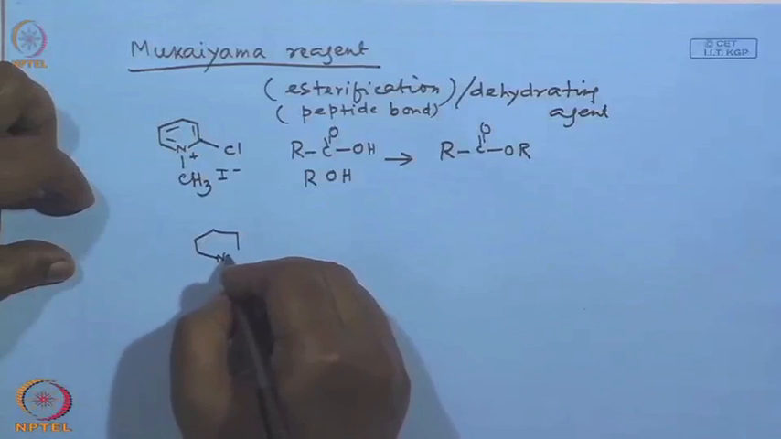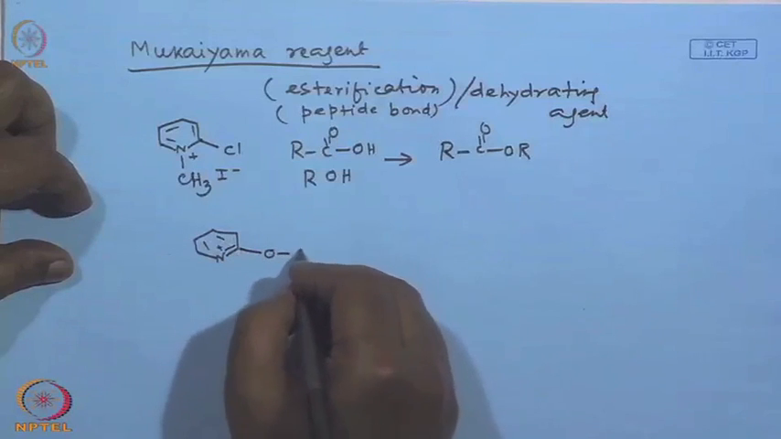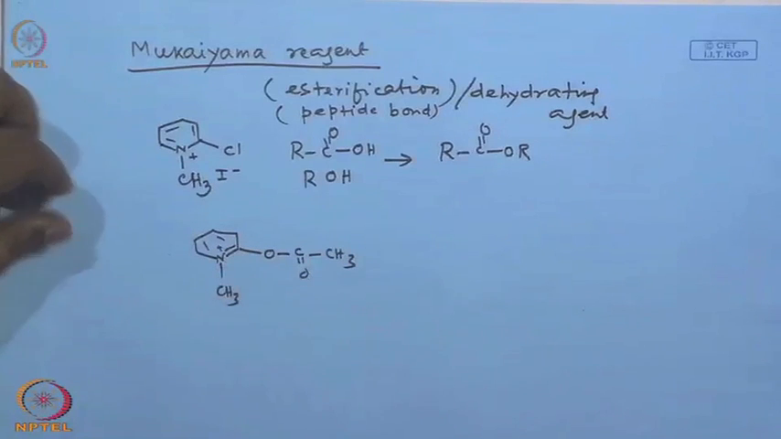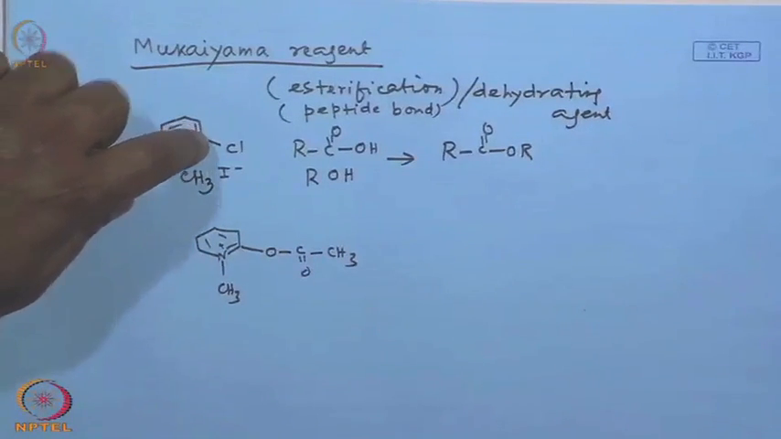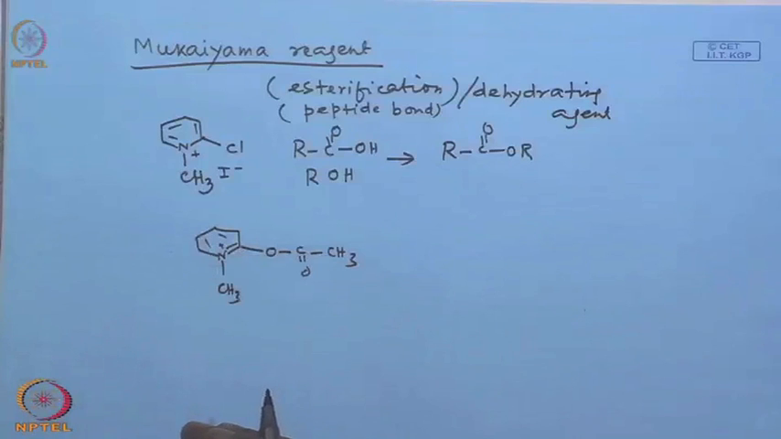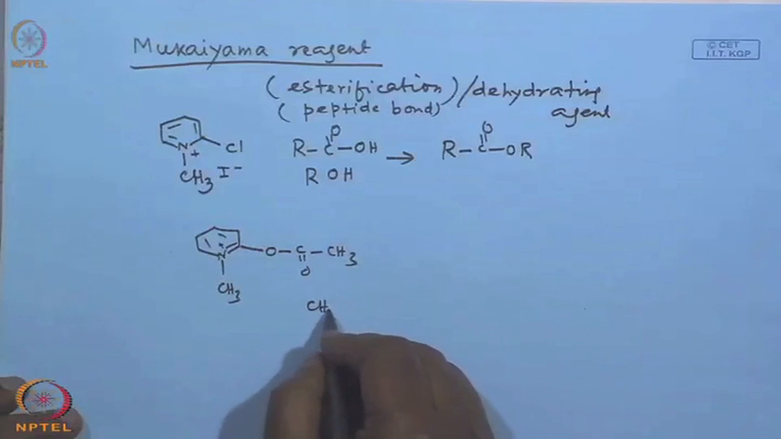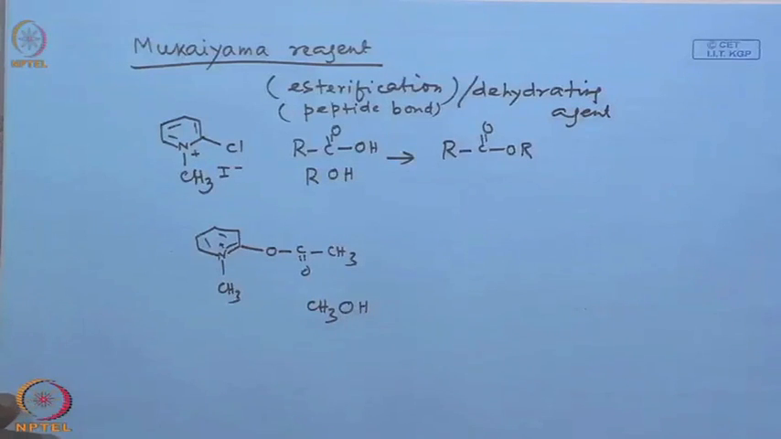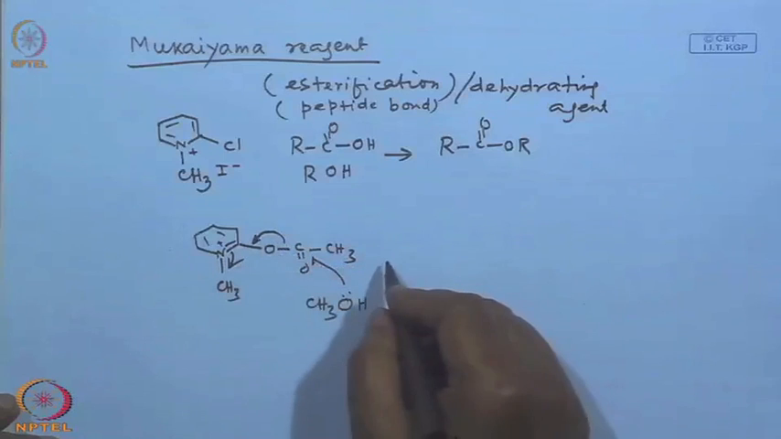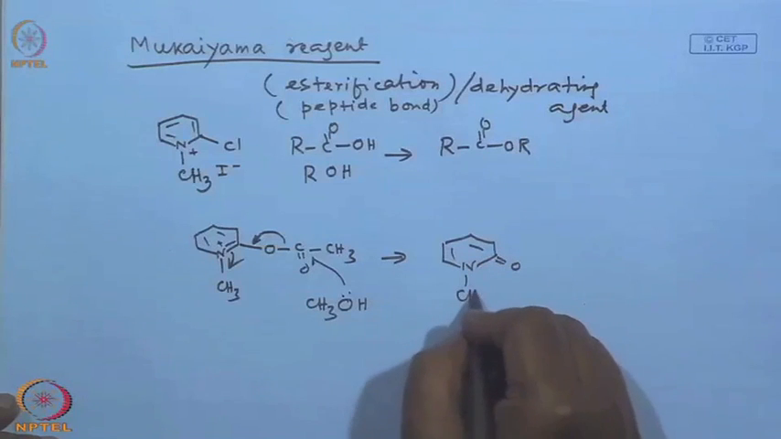carboxylic acid. So, what you will see, the chlorine is displaced by the carboxylic acid oxygen, and you have a CH3 on this, that is it. So, oxygen replaces this chlorine, and now this pyridinium ion acts as a good leaving group, just like an anhydride kind of thing. And so, then let us say you have methanol, so what do you expect? This goes to the ester, and the byproduct here is pyridone, 2-methyl pyridone.